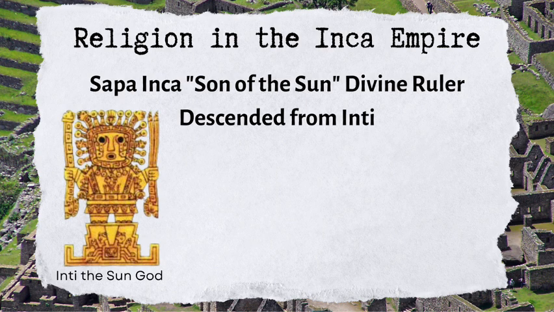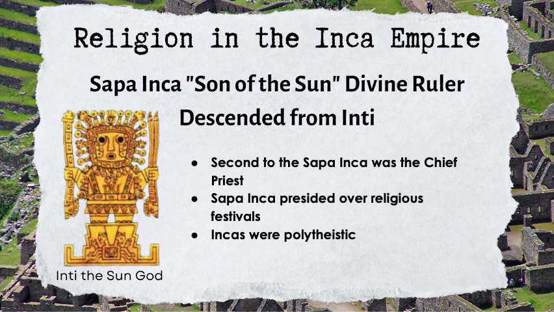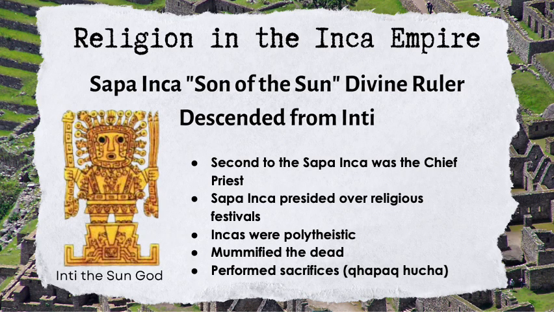So let's examine the religion in the Inca Empire first. Religion and governance were tied very tightly in the Inca Empire. After Pachacuti, the Sapa Incas all claimed to be descended from Inti, the sun god and patron deity of Cusco. This divine imperial lineage was important throughout the entirety of the Inca Empire until Spanish conquest in the late 1500s. Second in line to the Sapa Inca was the chief priest to the empire. Religious festivals were presided over by the Sapa Inca himself, and he was a divine ruler.